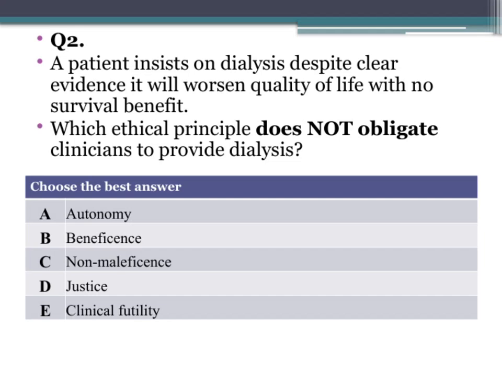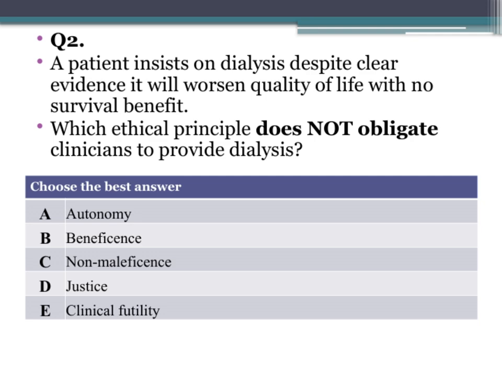Now, let's take a look at this scenario. We have a patient who insists on continuing dialysis, even though there's clear evidence that it will actually worsen their quality of life and won't provide any survival benefit. This brings us to an important ethical question. Which principle doesn't obligate us to provide dialysis in this case? The options are autonomy, beneficence, non-maleficence, justice, and clinical futility.